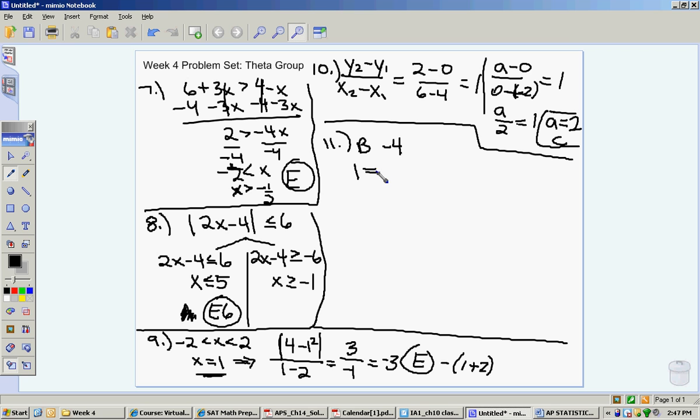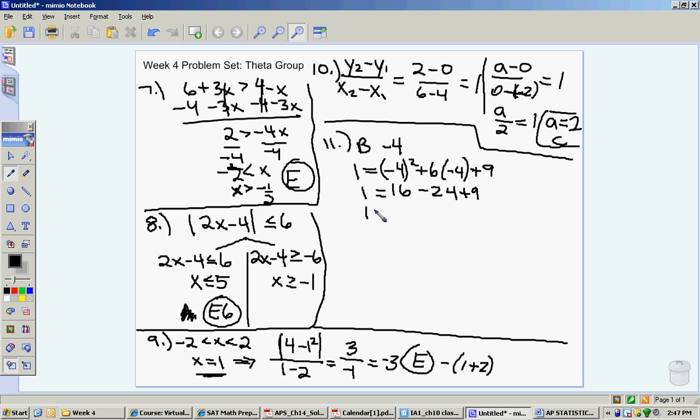We've got negative 4 squared plus 6 times negative 4 plus 9. Negative 4 squared is 16, minus 24 plus 9 gives us positive 1. 1 equals 1. Again, that is why B is the answer there.